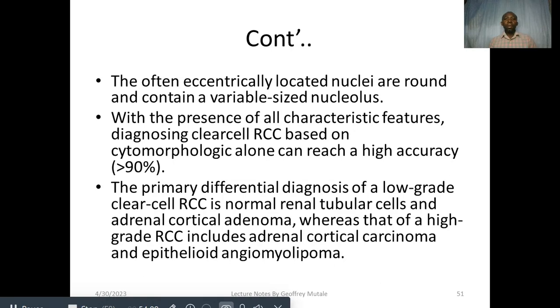With the presence of all characteristic features, diagnosing clear cell renal carcinoma based on cytomorphology alone can reach a high accuracy of greater than 90%. The primary differential diagnosis of low-grade clear cell carcinoma is normal renal tubular cells and adrenocortical adenoma, whereas that of high-grade RCC includes adrenocortical carcinoma and epithelioid angiomyolipoma.